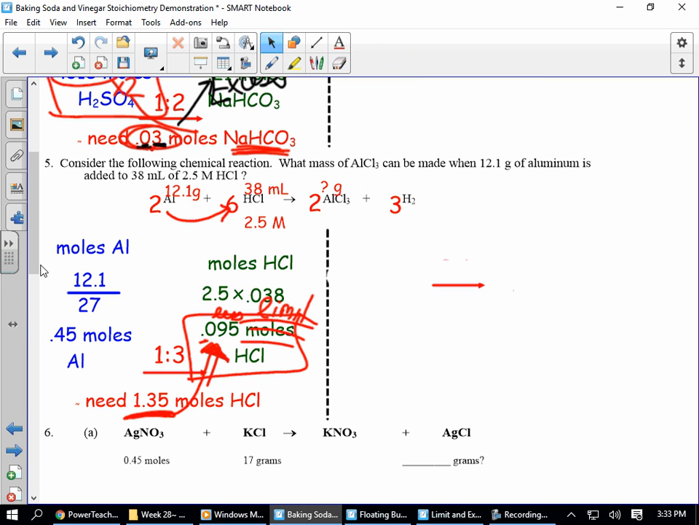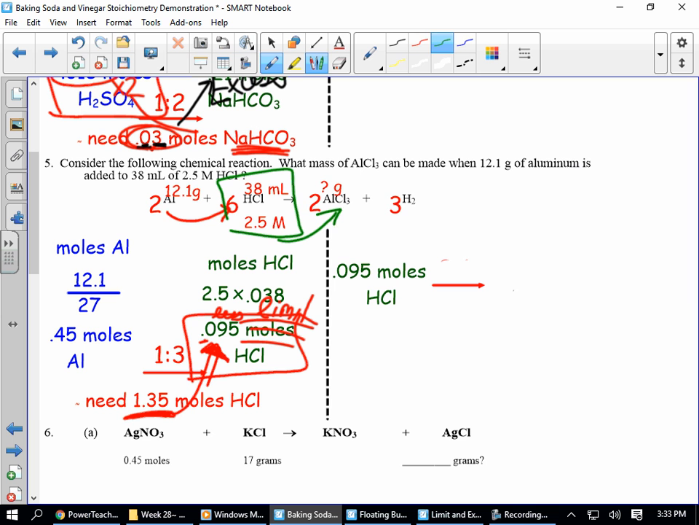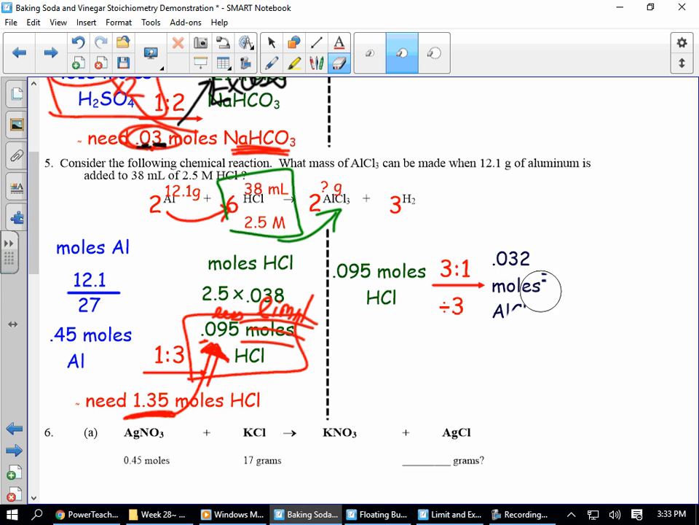So now I have 0.095 moles of HCl. I'm going from my limiting to my target. That's a 6 to 2, which is actually the same as a 3 to 1. So I'm going to divide this number by 3. That's going to get me 0.032 moles of AlCl3. And again, it wants mass. So I'm going to put X over 132. And then I'm going to get a number of 4.22 grams of AlCl3.